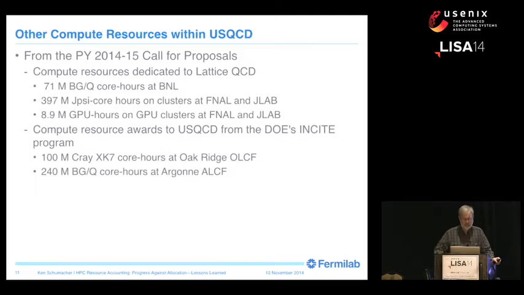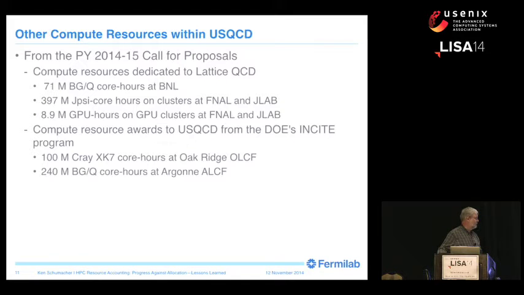There's other resources that the USQCD uses. USQCD is the name of the collaboration. LQCD is the name of the science that they do. The compute resources are spread across a variety of different things. There's a big Blue Gene cluster out at Brookhaven National Lab. We've got the JSI core hours that are available at Fermi and JLab. Those all mesh together. We've got the GPU hours.